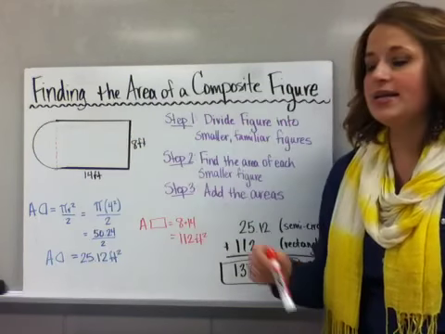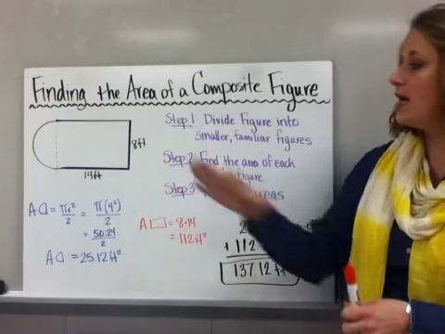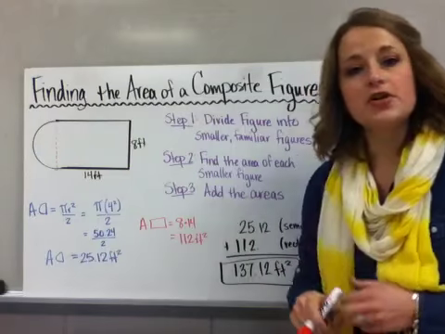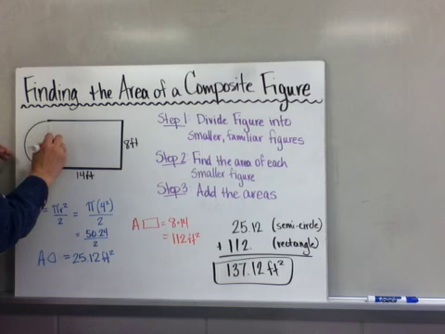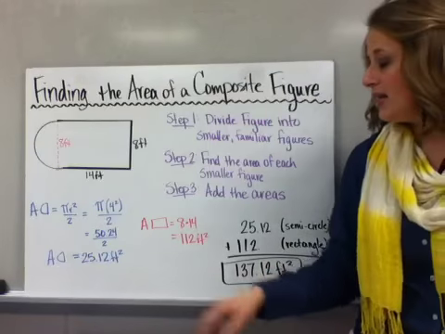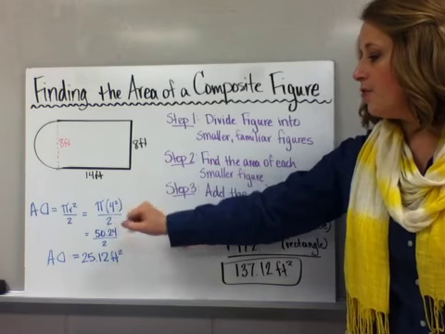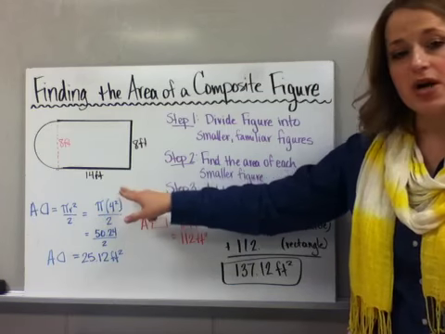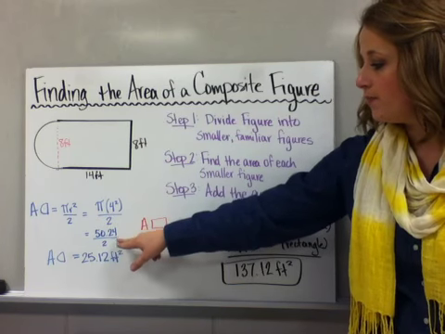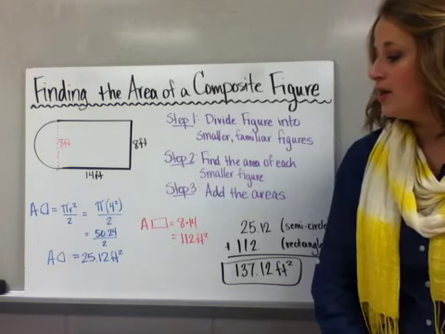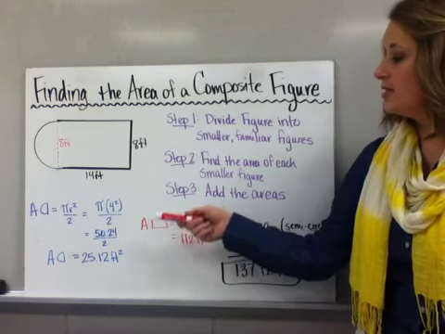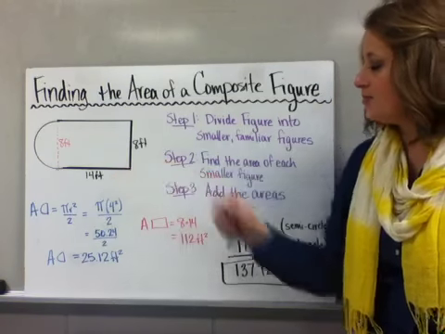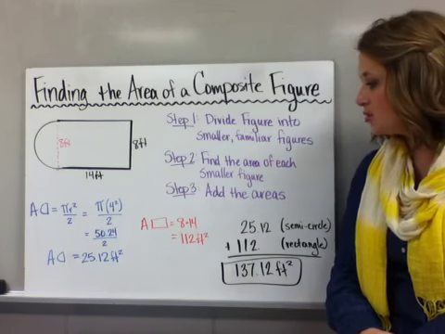To find that circle, I need its radius. Well, I know its diameter because across from the rectangle is going to be the diameter of the circle. So the diameter is 8 feet. Since the diameter is 8, I know that the radius is 4. So I put 4 in where the radius was. Pi times 4 squared, which is 16, is 50.24. Divided by 2 is 25.12 feet squared. Then I came over to the rectangle. The area of a rectangle is length times width. So 8 times 14 is 112 feet squared.